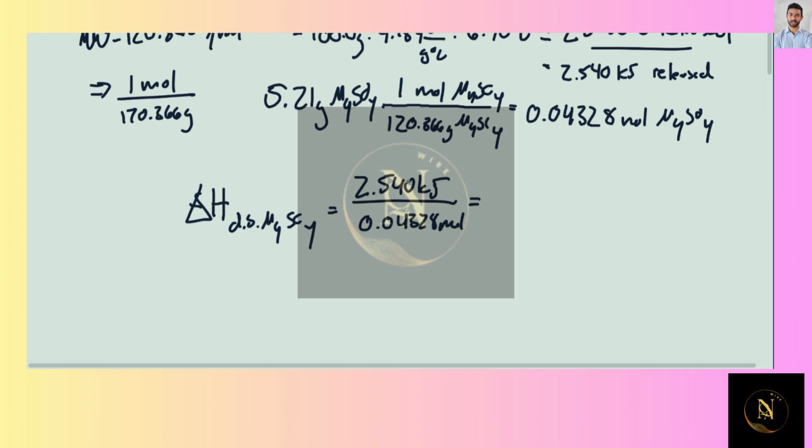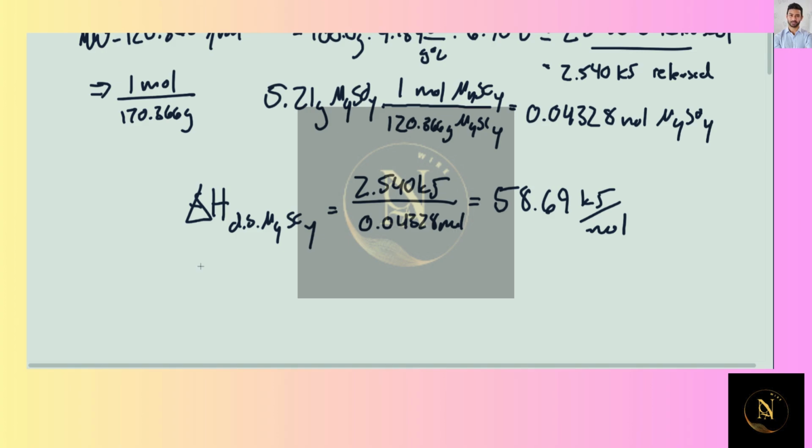We're just going to put this in a calculator because instead of telling us kilojoules per 0.04328 moles, it's going to tell us kilojoules per mole. All we need to do is put this in the calculator and the units will simplify down to a more standard form. So 2.540 divided by 0.04328, I get 58.69 kilojoules per mole.